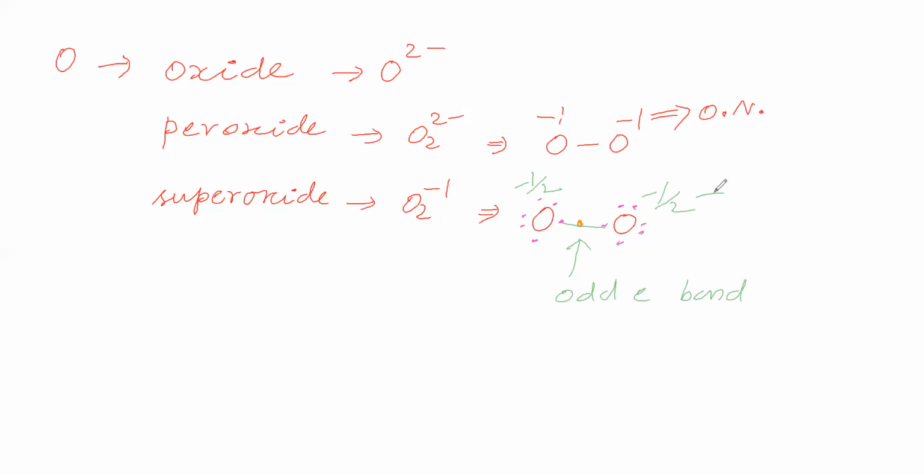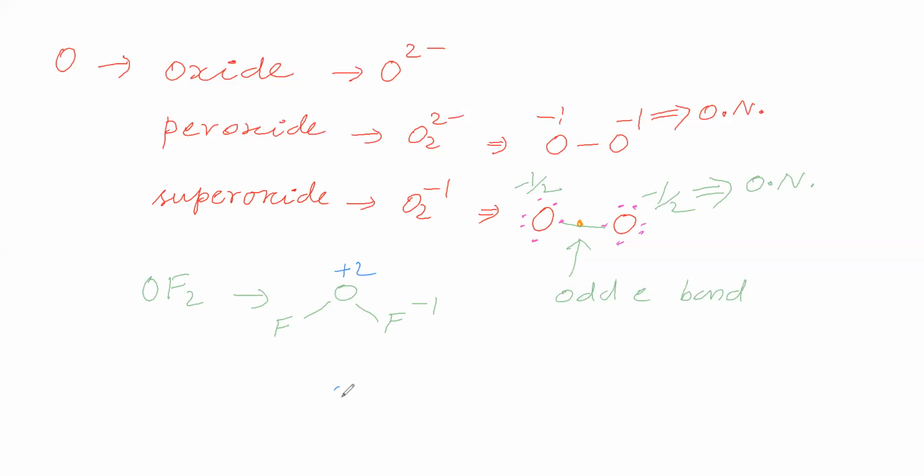Now, oxidation number of oxygen in superoxide is minus 1 by 2. Next possibility is oxygen with fluorine, which gives OF2. OF2 we can write like this. Fluorine is having higher electronegativity, so fluorine takes minus 1 oxidation number. Oxygen takes plus 2 oxidation number here.